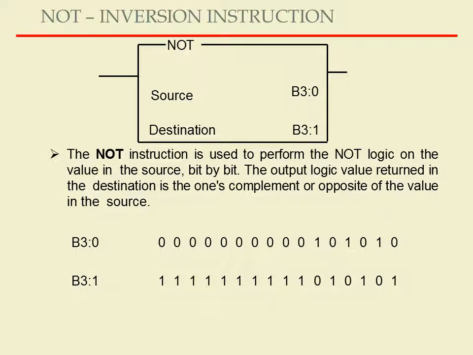NOT instruction. So NOT instruction is the inversion instruction. So it requires only one source and one destination. Here the source is B3:0 and destination is B3:1.